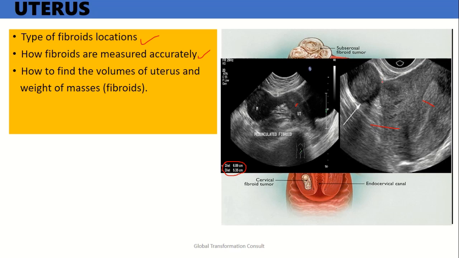So on color Doppler, you see blood flowing to this fibroid at the periphery. You can see it like that. You can see the blood flowing like this at the periphery on color Doppler to the fibroid. So you can see something like this.